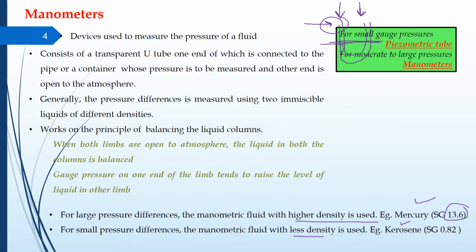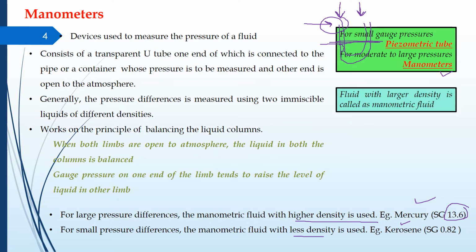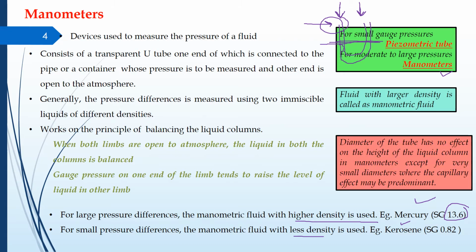So for small gauge pressures, we also use piezometric tubes, and for moderate to large pressure measurements, we use manometers, as I was discussing over here. The fluid with the larger density is called the manometric fluid. There will be two fluids in your manometer, and the fluid which has more density is called your manometric fluid.